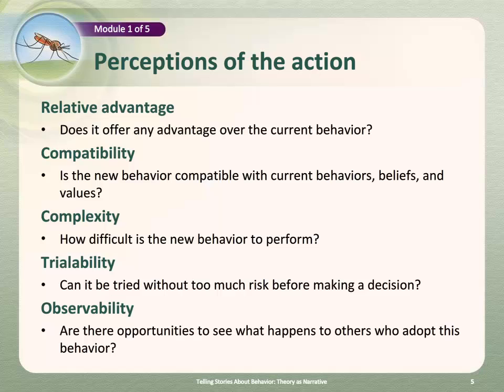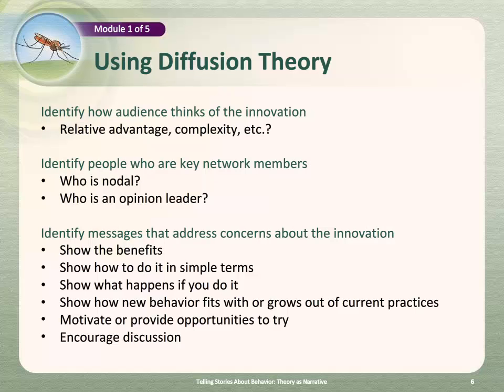These perceptions are called relative advantage, compatibility, complexity, trialability, and observability. And you might notice that some of these concepts are similar to things we heard about in social learning. Observability, for example, refers to opportunities to see what others do. Remember, in social learning, people learned by watching what others did and what happened to them. So you can see that these theories sometimes overlap a little bit, but they also have their own unique features. So diffusion theory points to slightly different things to think about.